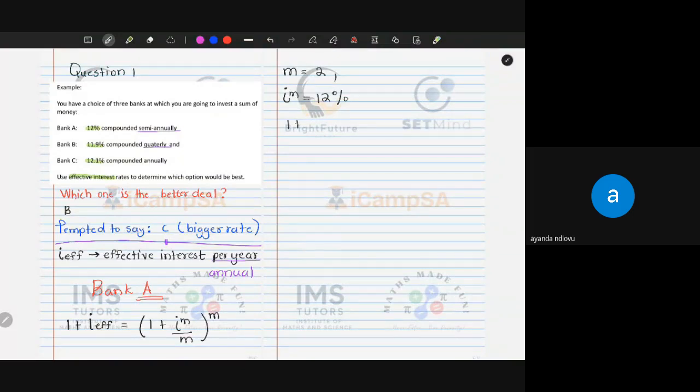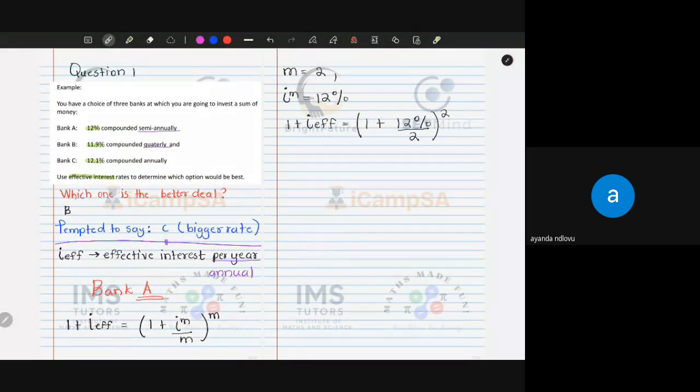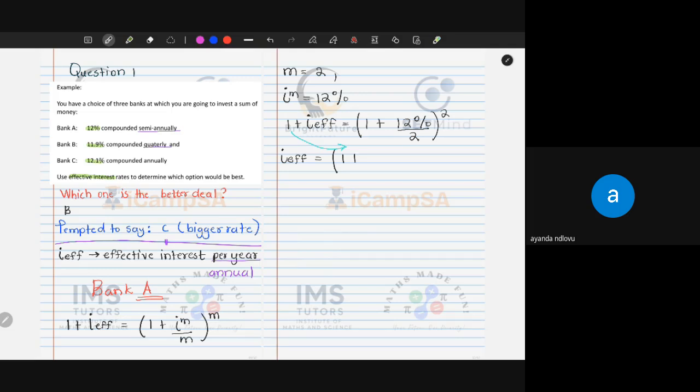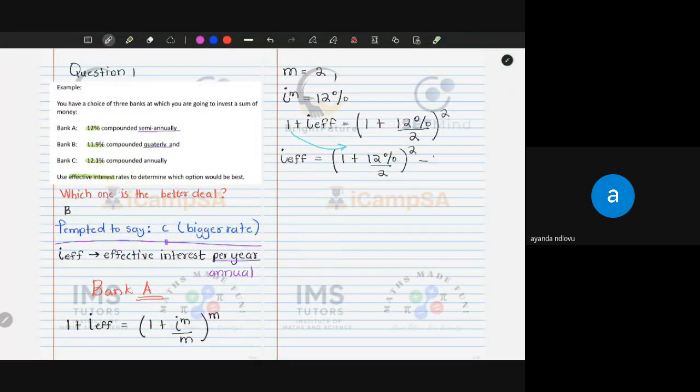So we can now go and say 1 plus i_eff equals 1 plus our interest for Bank A, which is 12%. And this will be divided by 2 because it is semi-annually, all to the power of 2. And remember, guys, we are solving for i effective, the effective interest rate. All that is left for me is to move this 1 to the other side. So what I have is 1 plus 12% divided by 2, to the power of 2, minus 1.